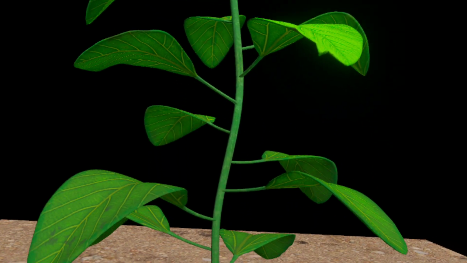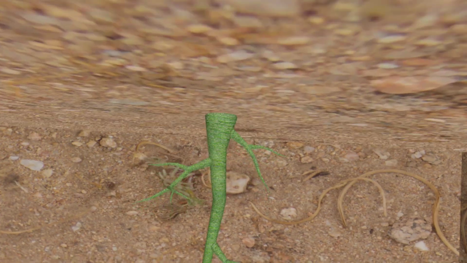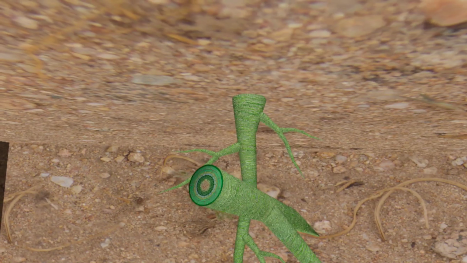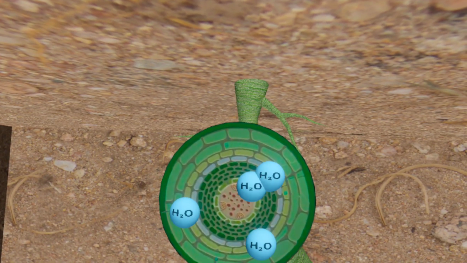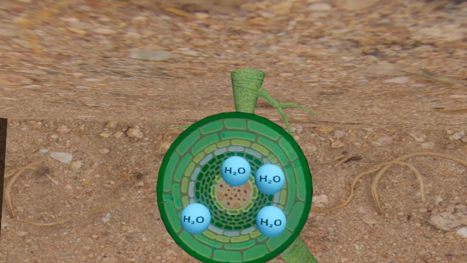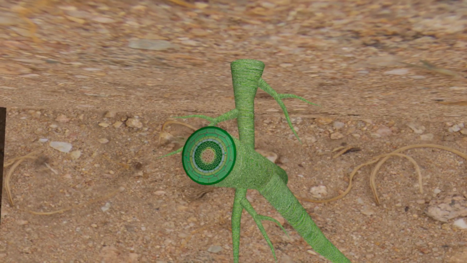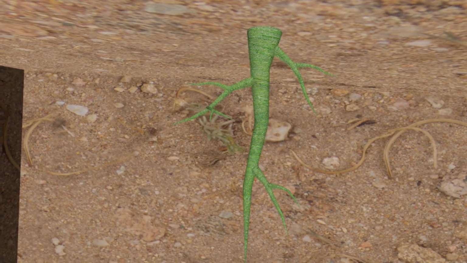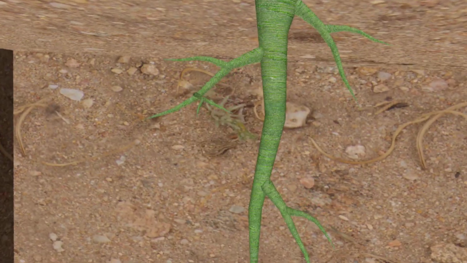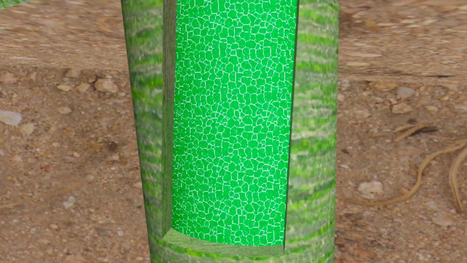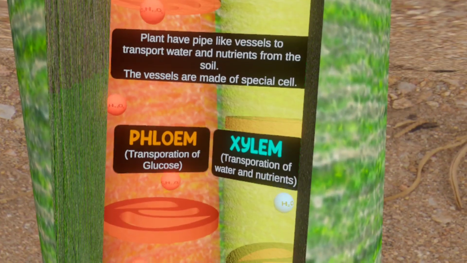Let's delve deeper into this mechanism by examining a plant's anatomy, starting with its roots. Water and nutrients are absorbed from the soil through specialized structures known as root hairs, which increase the surface area of the roots for enhanced absorption. But how does water travel from the roots to the leaves?